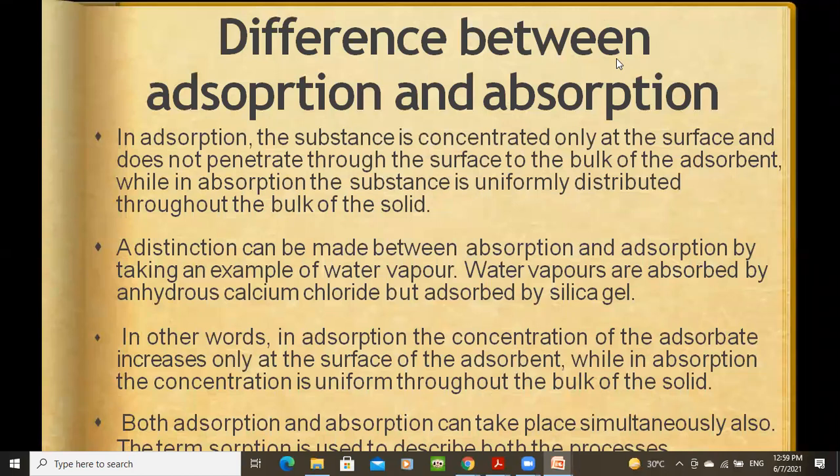In other words, in adsorption, the concentration of the adsorbate increases only at the surface of the adsorbent, while in absorption, the concentration is uniform throughout the bulk of the solid. Just now I've explained this to you.